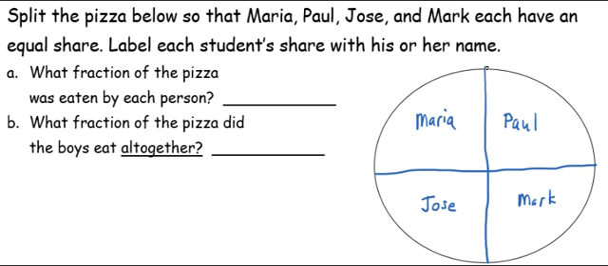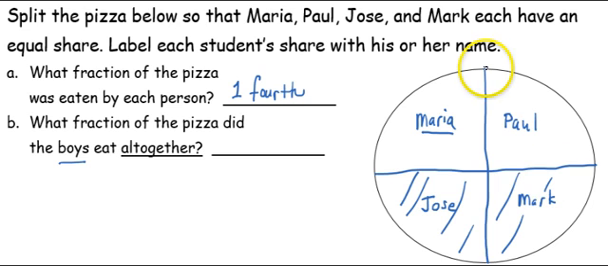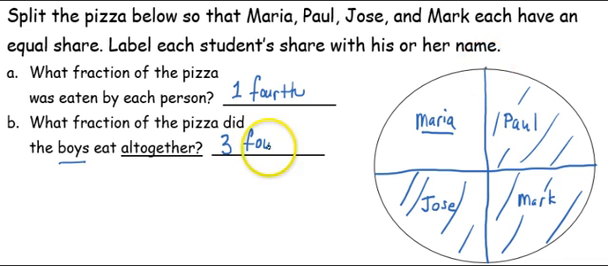The first question says, what fraction of the pizza was eaten by each person? Well, each person would eat 1 piece out of the 4 that make up the entire shape. So we'll say each person ate 1/4. The next question says, what fraction of the pizza did the boys eat all together? Well, we've got 3 boys here, so we've got Jose's piece, Mark's piece, and Paul's piece. So they ate 3 pieces out of the 4 that make up the whole. So they ate 3/4.